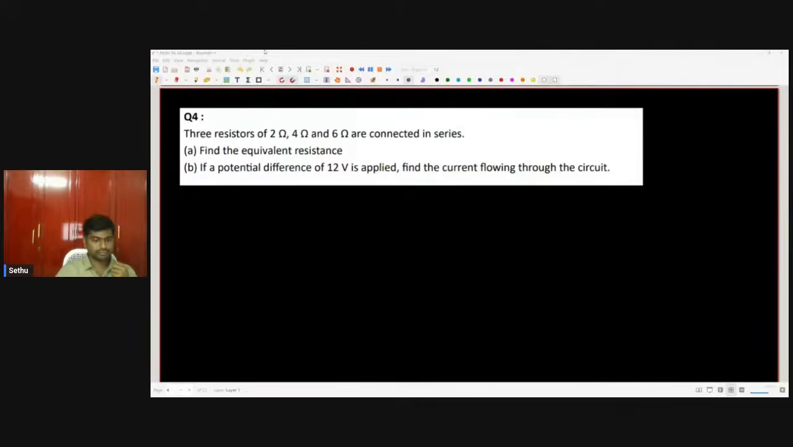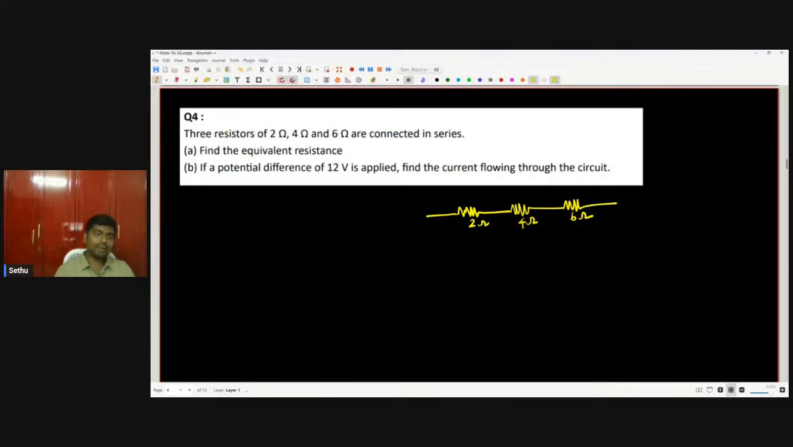By the way, Sai Ram, for this question, it is given that 3 resistors, 2, 4 and 6 ohm, are connected in series. Find the equivalent resistance. If a potential difference of 12 volt is applied, find the current flowing through the circuit. Now, if they just give you this and not the circuit diagram, you must be able to draw the circuit diagram. So first, let's draw it. 3 resistors: a 2 ohm, 4 ohm and 6 ohm. They are connected in series.